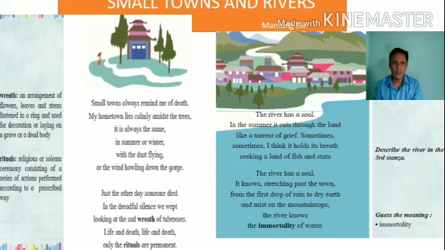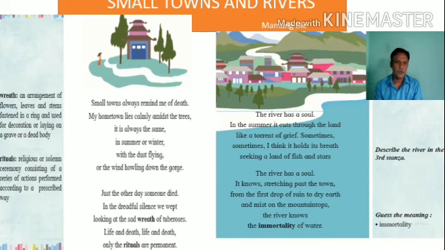Amidst means among. It is among the trees. It is surrounded by the trees and it lies there in the lap of nature. And as it is in the lap of nature, it is calm. It is peaceful. There is peace in my town. It means that in this line, the poetess describes the beauty of nature.